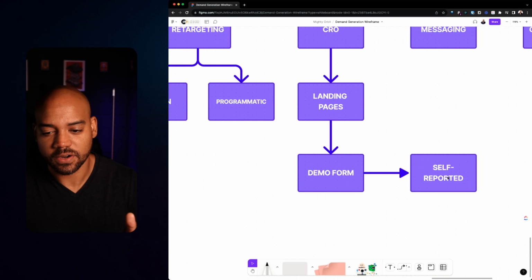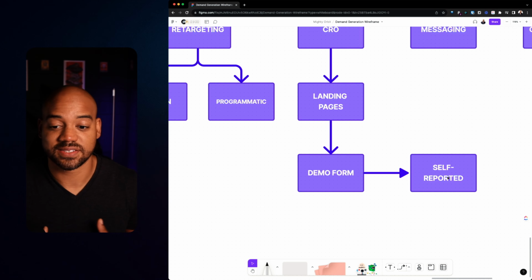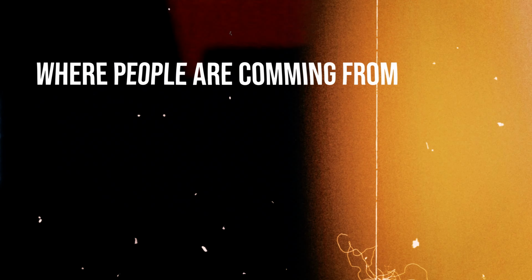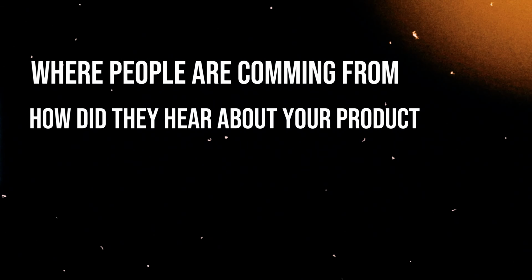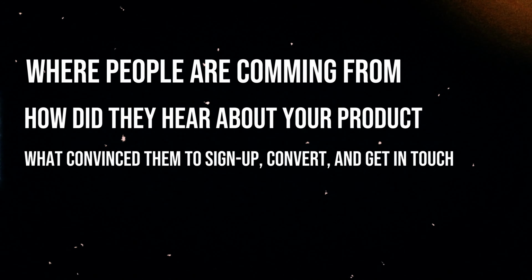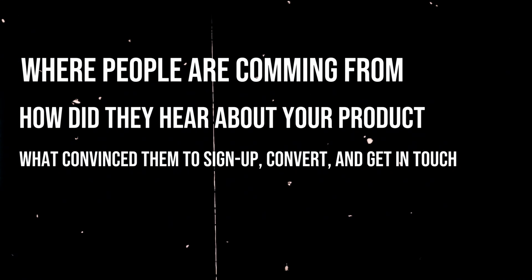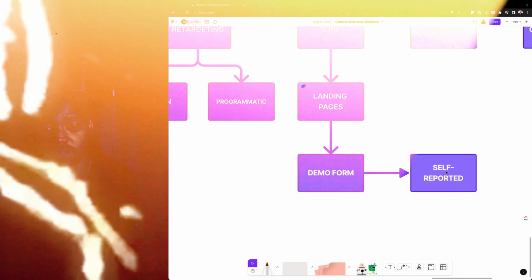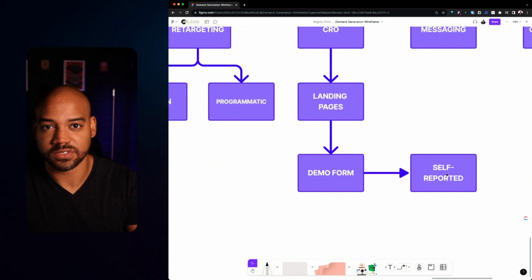And a subsection of this is having self-reported attribution in place. So we want to know where people are coming from, how they first hear about your products and services, paired with what finally convinced them to sign up, convert, and get in touch. This self-reported attribution component is incredibly important as your demand creation activities start to kick up. We want to know what activities are actually contributing the most towards demos and ultimately sales.